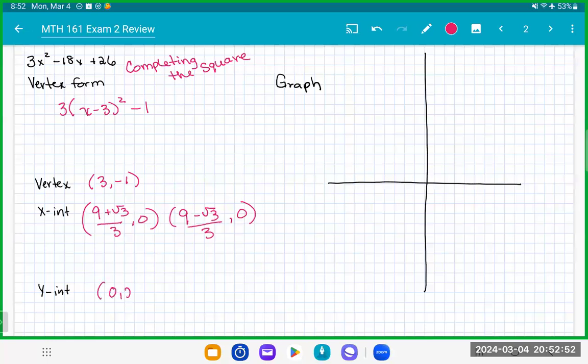And our y-intercept here is (0, 26). And so we have this (0, 26) way up here. And because we have symmetry, we would have these points here, something similar to this.